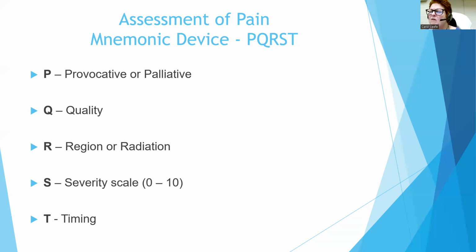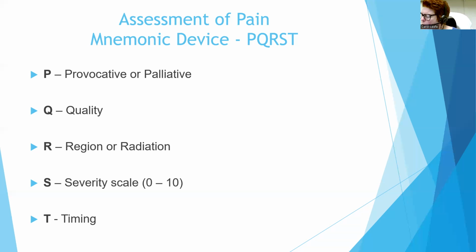So P is provocative or palliative. So what causes the symptom? What makes it better or worse? What home remedies have you tried to help it feel better? And is there any body position that relieves the symptoms? Okay, what makes it worse? What makes it better? Q is the quality or quantity of the pain.